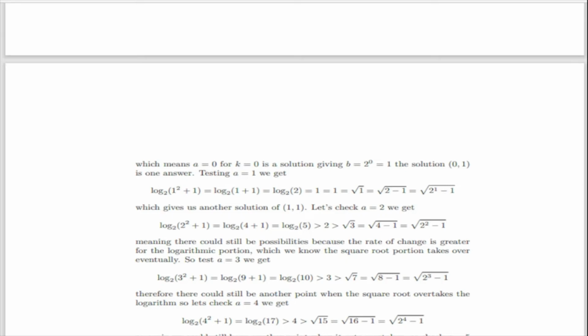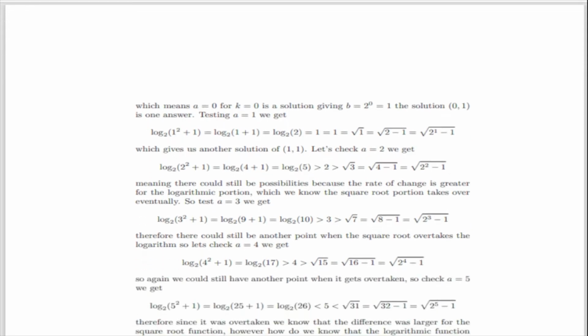So testing a equals 1, we get log base 2 of 1 squared plus 1 equals log base 2 of 1 plus 1, which equals log base 2 of 2, which equals 1, which again, we can set equal to 1 because it's the same, which is equal to the square root of 1, which is equal to the square root of 2 minus 1, which is equal to the square root of 2 to the 1 minus 1. Therefore, that gives us another solution of 1, 1 rather than 0, 1. So now we have 0, 1 and 1, 1 as our two solutions. Let's see if there's any more.